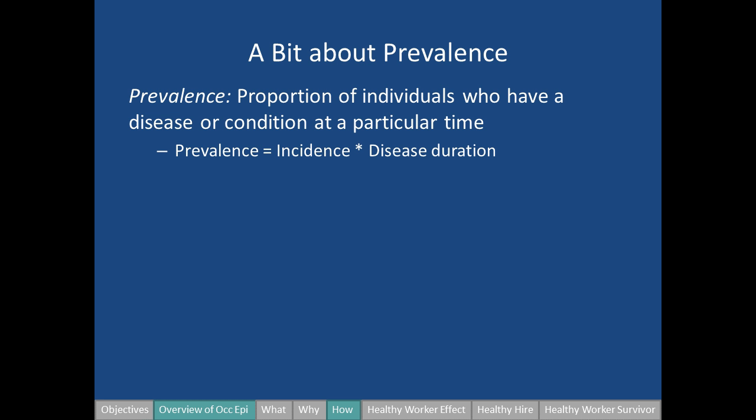So I do want to talk a little bit about prevalence. Prevalence is the proportion of individuals who have a disease or a condition at a particular time. Prevalence includes both incidence and disease duration.